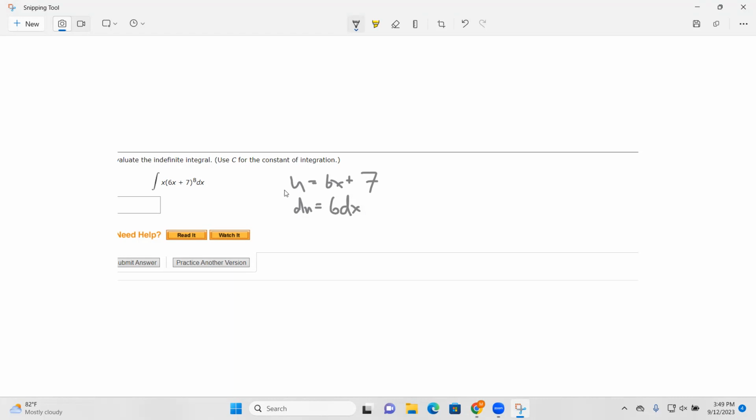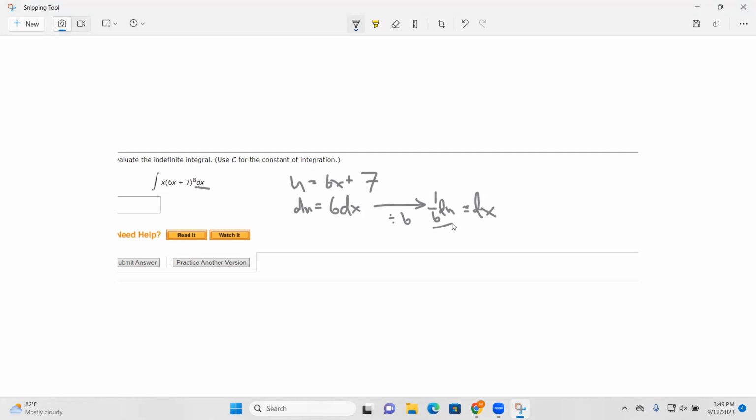Now, of course, we don't have a 6 dx in this function. We just have an x dx. But, well, hey, we at least just have a dx, so why don't we just divide by 6? So here we just divide by 6 and get 1/6 du equals dx.